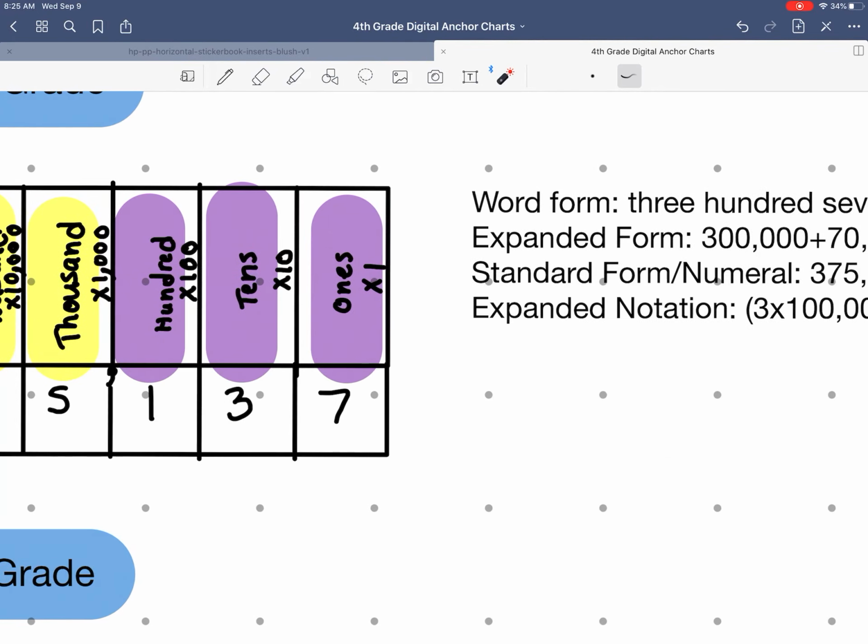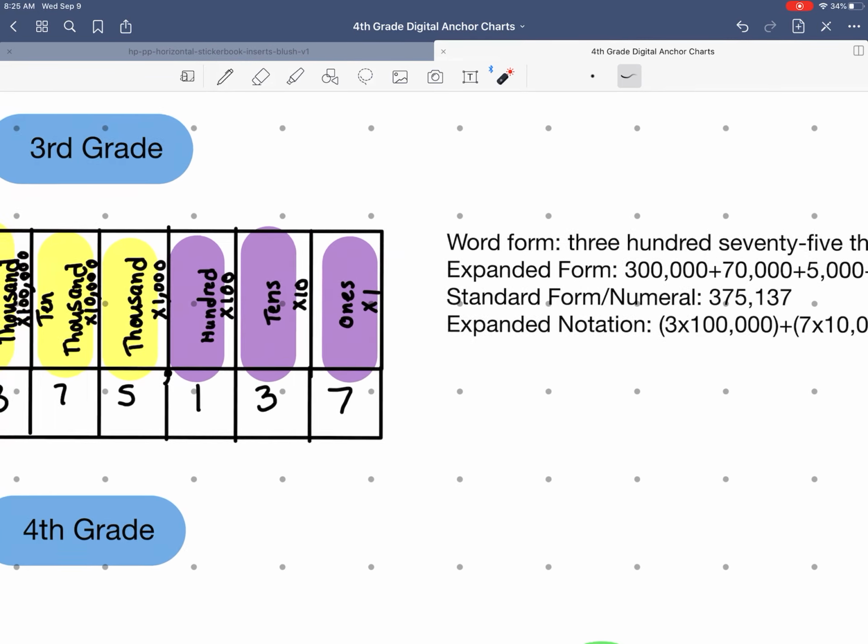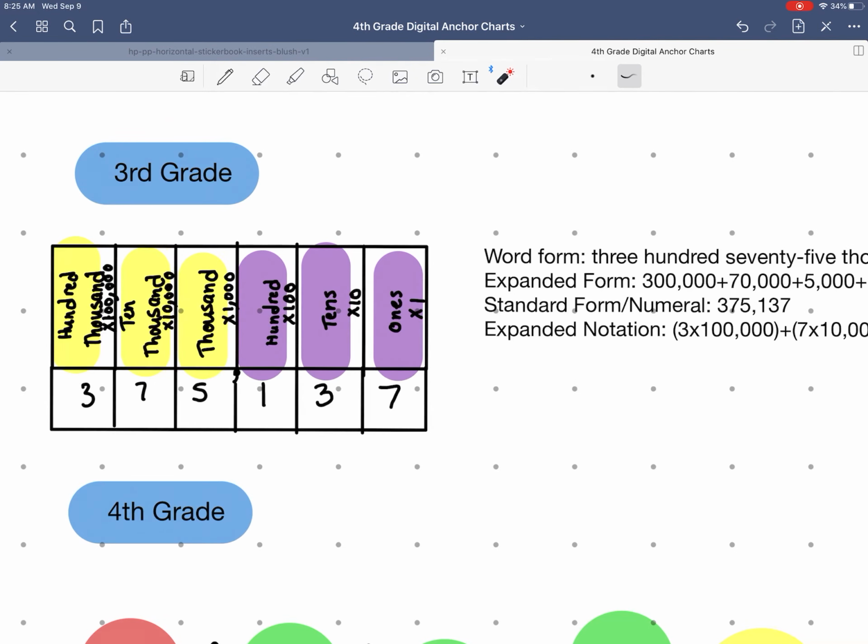And now if we look over here, we have word form. So we needed to learn how to write this in word form. And the way you started is from left to right. So we always start with the 3, right here, the farthest to the left. So we start with 375,000. We say thousand at the end because this is the end of the period. This is the thousands period.